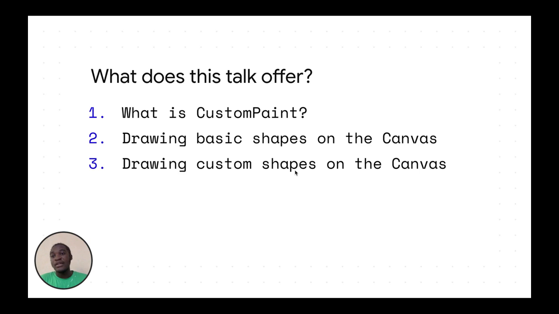What does this talk offer? First, what is custom paint? In this section, we're going to be talking about custom paint and related terms like custom painter and canvas. Second, drawing basic shapes on the canvas. And third, drawing custom shapes on the canvas. The second and third points are practical. We're going to be writing code to draw various things on our canvas.